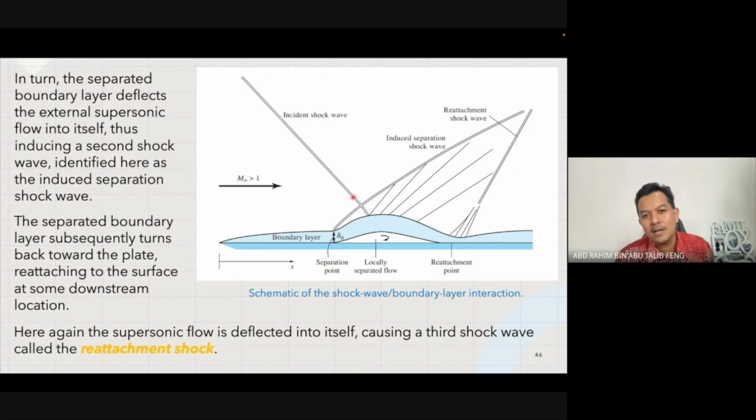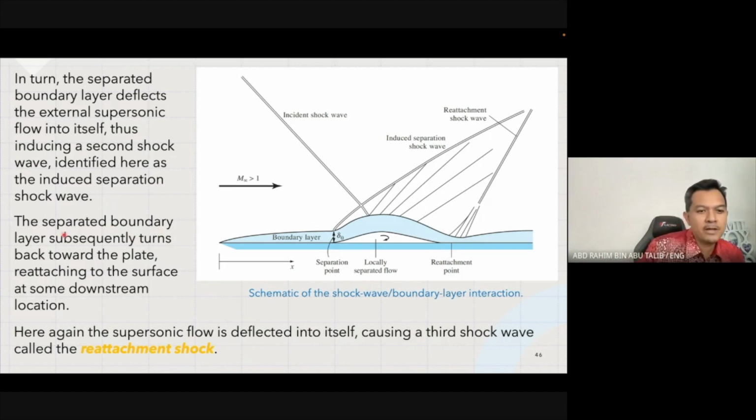So basically, the incident shock wave will affect the boundary layer to have a locally separated flow, and then at the separation point there will be an induced separation shock wave, right? And eventually further downstream of the boundary layer, the flow will be reattached and there will be a reattachment shock wave happening. And so the flow will be rippled out throughout the boundary layer.